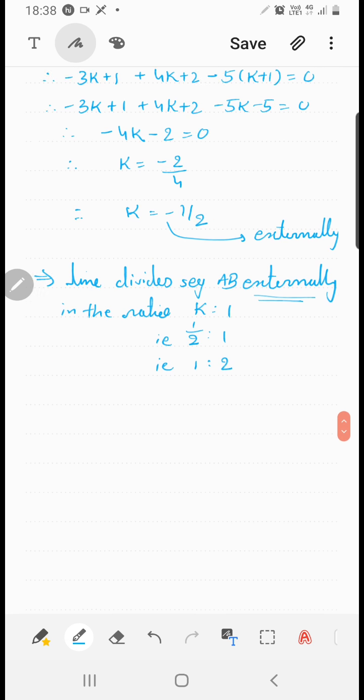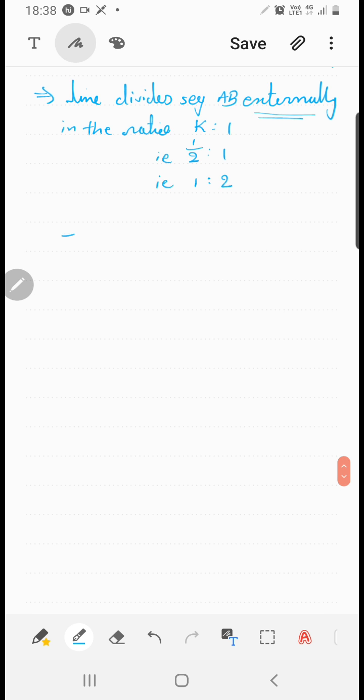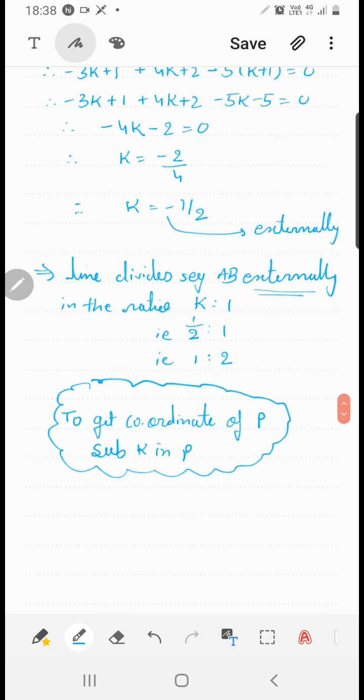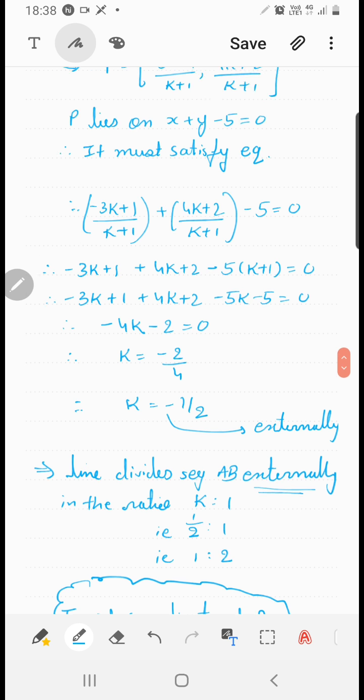Also, to get the coordinate of the point of division, to get coordinate of P, we substitute k in P. Now since they have not asked in the sum, we will not waste time finding the coordinate of point P. So this is how we do the concept of finding ratio in theoretical style.